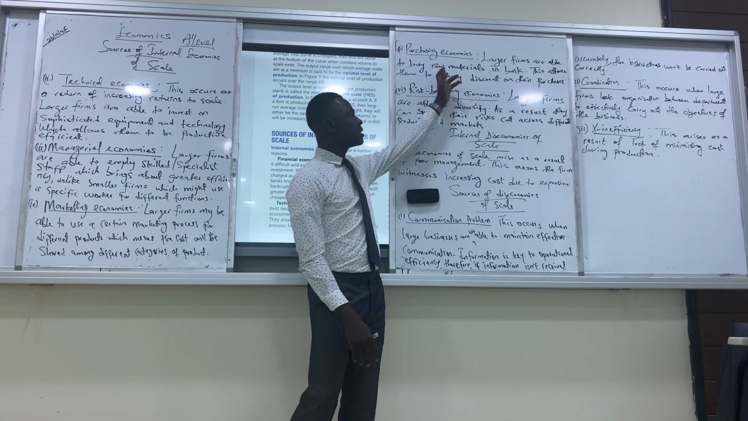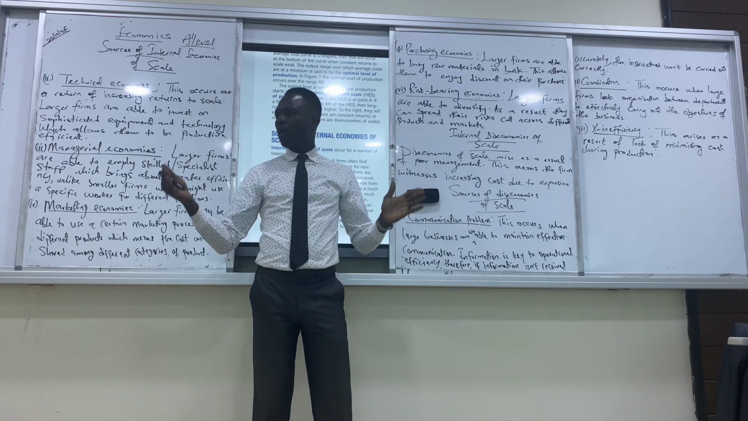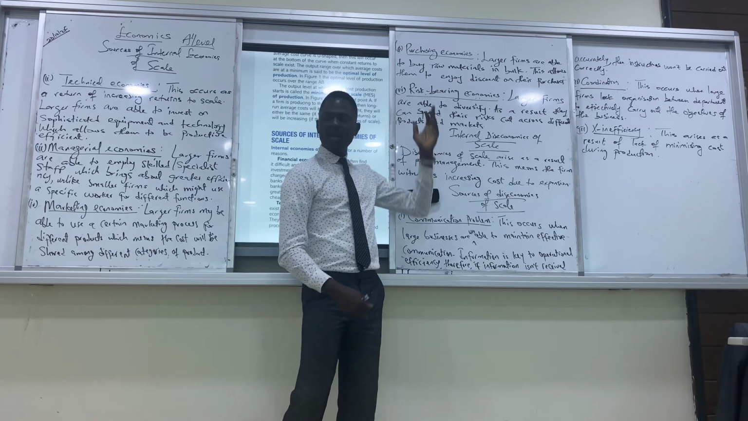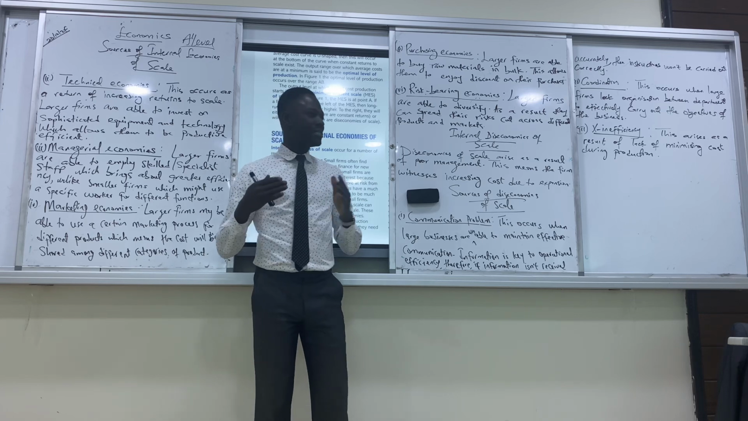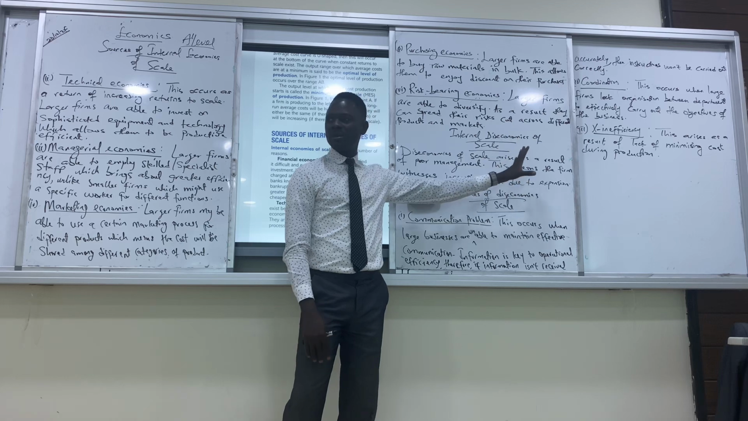We have purchase economies of scale, which allows firms to buy in bulk and they are given discounts on what they purchase. Risk bearing means businesses are able to spread their risk due to the fact that they are big and they are expanding. For the economies of scale, I think I explained them. Do you have any question now?